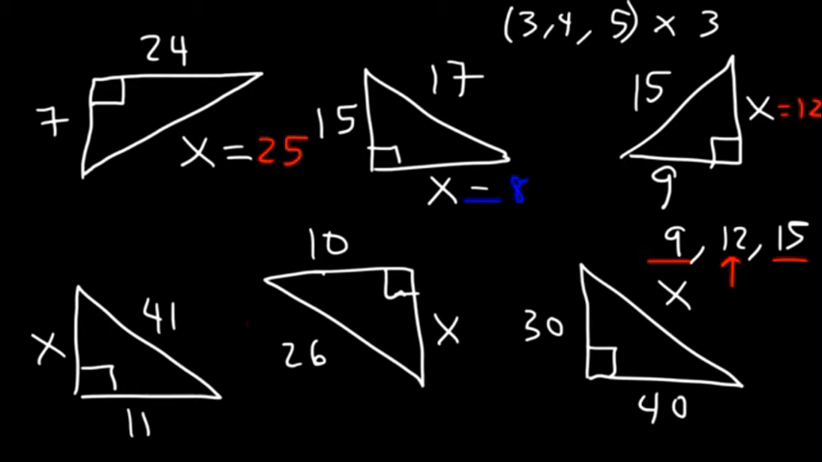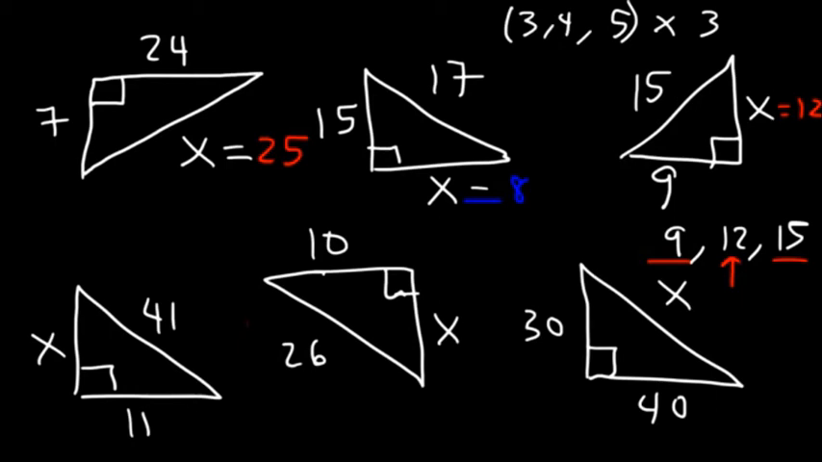Number 4, triangle ABC is a right triangle, and O is the center of the circle. If AB is 12 and BC is 16, what is the area of the circle? So go ahead and take a minute and try this problem.